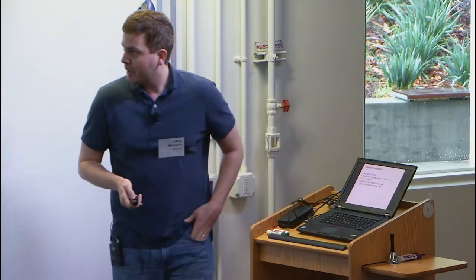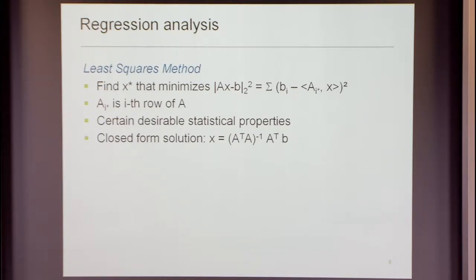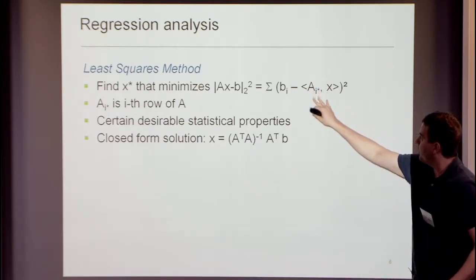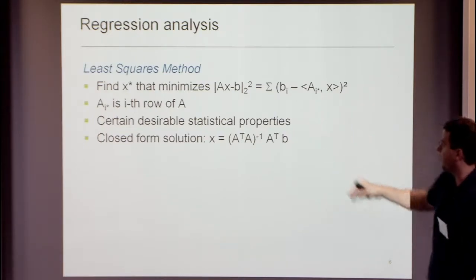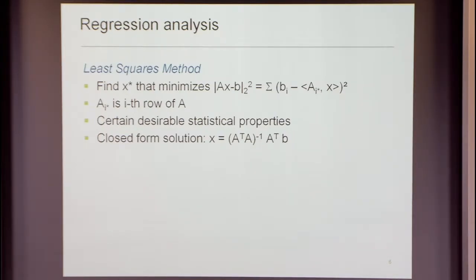So let me discuss a few notions of measuring closeness in regression. Probably the most common way of doing this is the least squares method. You want to find an x star that minimizes the Euclidean distance between Ax and b. And just for notation, ai star is the ith row of A. So this is just the ith observation bi minus the inner product of ai star and x.